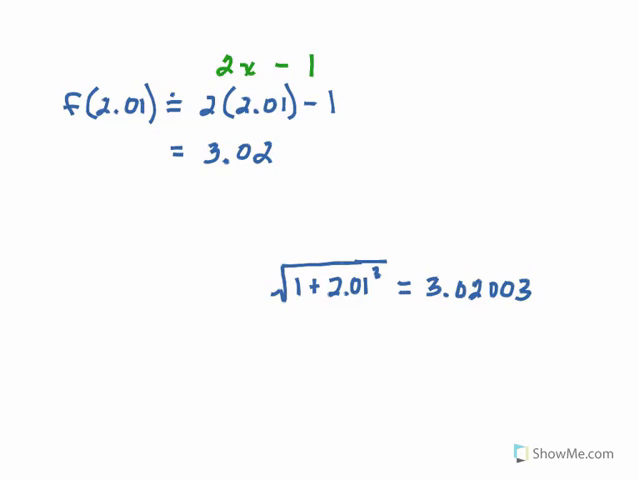That's the idea behind all this. So it's kind of cool to see how you can actually get a complicated function value, square root of 1 plus 2.01 cubed. You can get something pretty close from a simple linear equation. And that's the idea behind tangent line approximations and linearization.